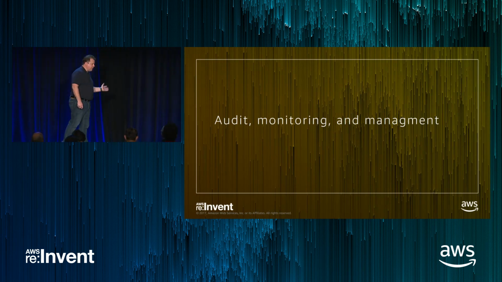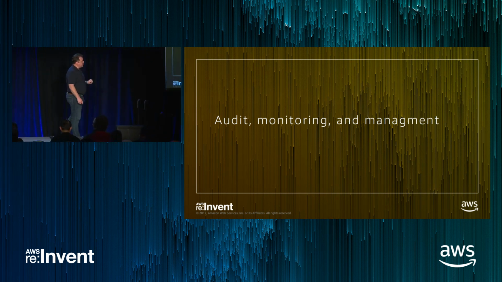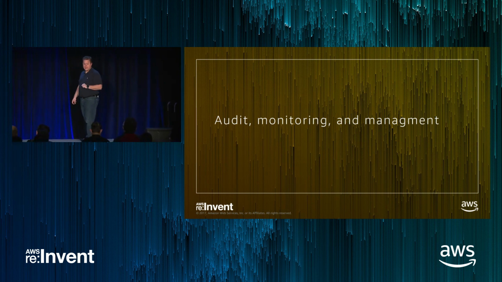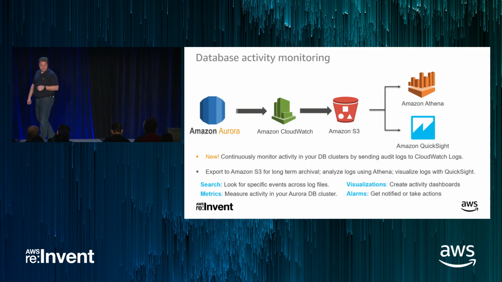So we've moved all of our data into Aurora. We're up and running. We've got everything tuned. Everything is humming along. The next thing we want to do is look at auditing, monitoring, and managing this Aurora cluster on an ongoing basis, right?